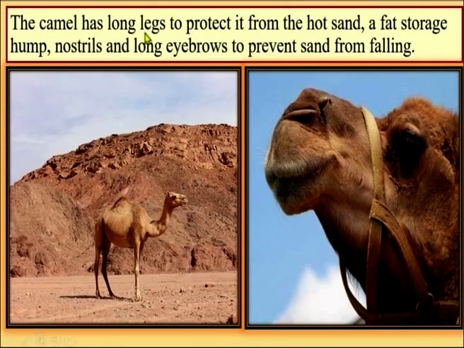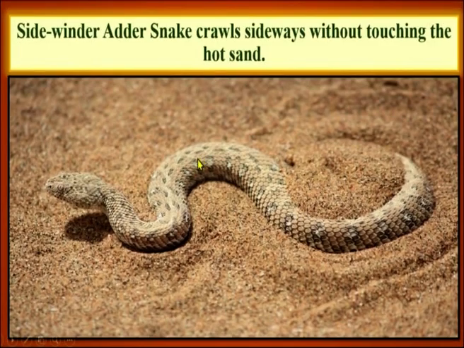The camel has legs to protect it from the hot sand, a fat storage hump, nostrils and long eyebrows that prevent sand from falling in. The sidewinder adder snake crawls sideways without touching the hot sand.